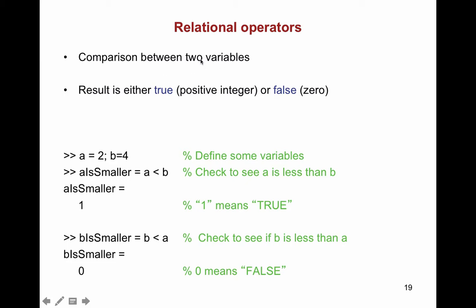If I'm comparing two variables, which is often needed, the result will be either true or false. And true or false is so-called logical data. It's 0, 1, false, true. So for instance, if A is equal to 2 and B is equal to 4, I can come up with a new variable called A is smaller, and that's simply going to test whether this is true. If it's true, which in this case it is, 2 is less than 4, then it's going to be 1. So try to execute this. So 1 means true.